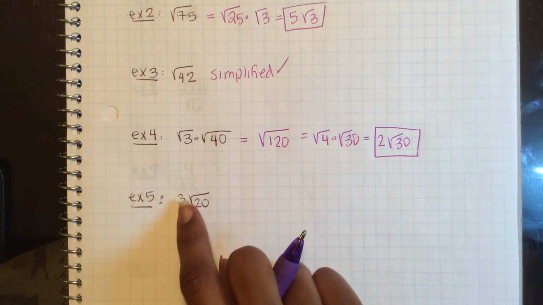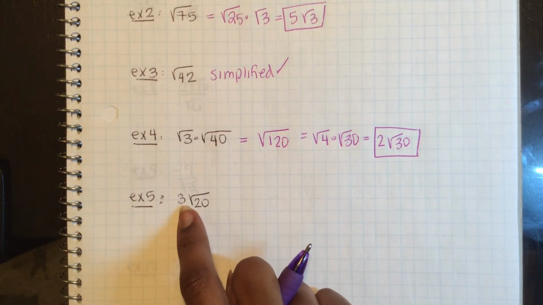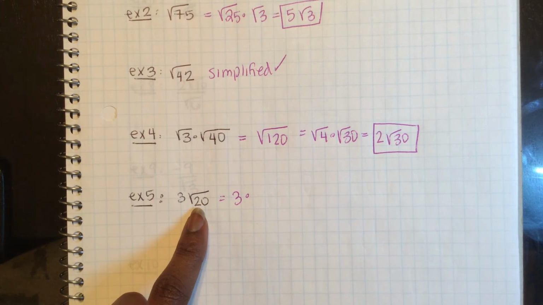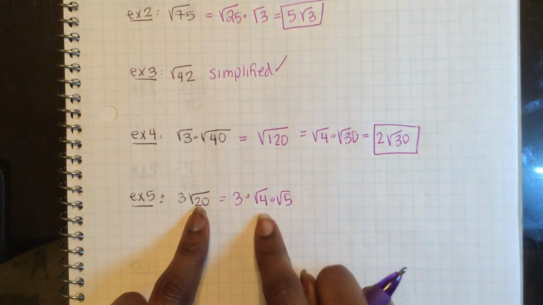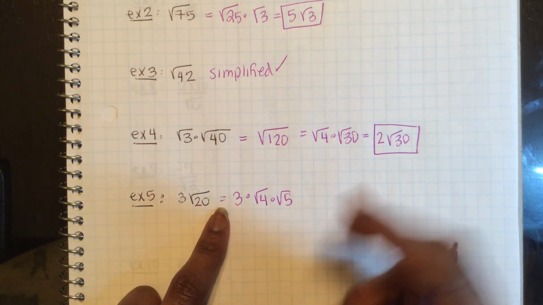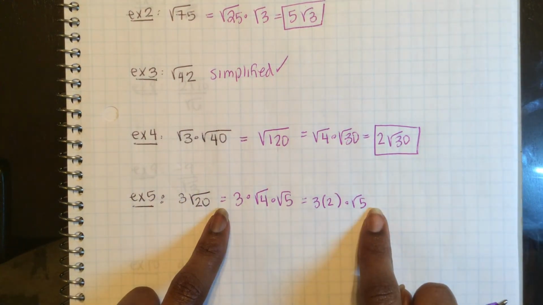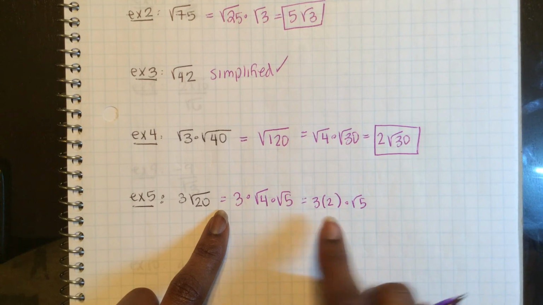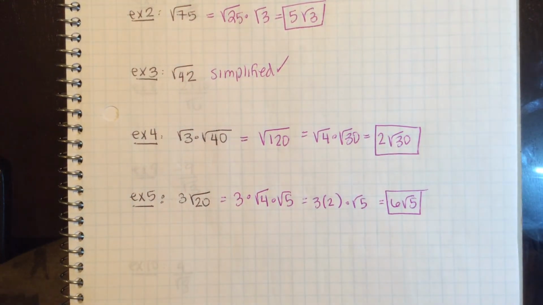And then here, now I have a 3 coefficient in front of my square root. I need to simplify, so I'll leave that 3 in front. It's being multiplied by this radical. The largest perfect square that goes into 20 is 4. 4 times 5 makes 20. The square root of 4 is 2. We don't know what the square root of 5 is. Now I can multiply these two coefficients. 3 multiplied by 2 is 6, square root 5.